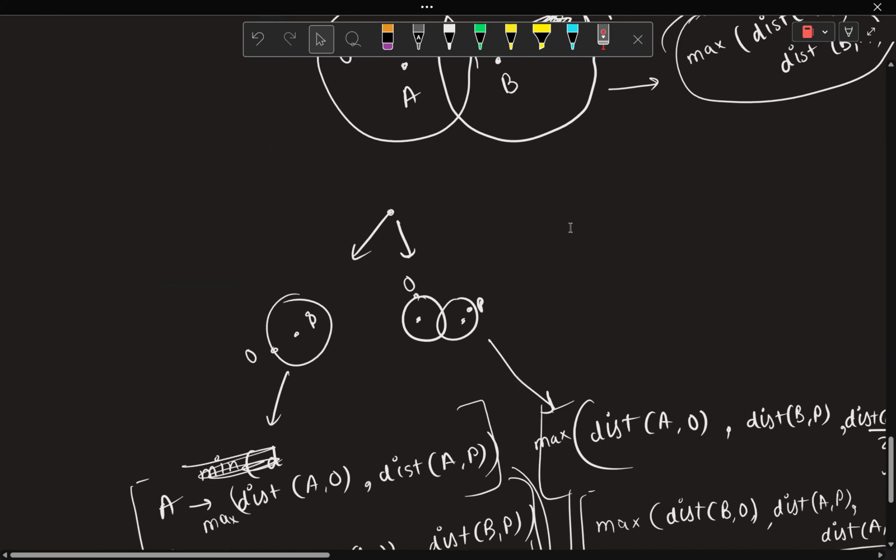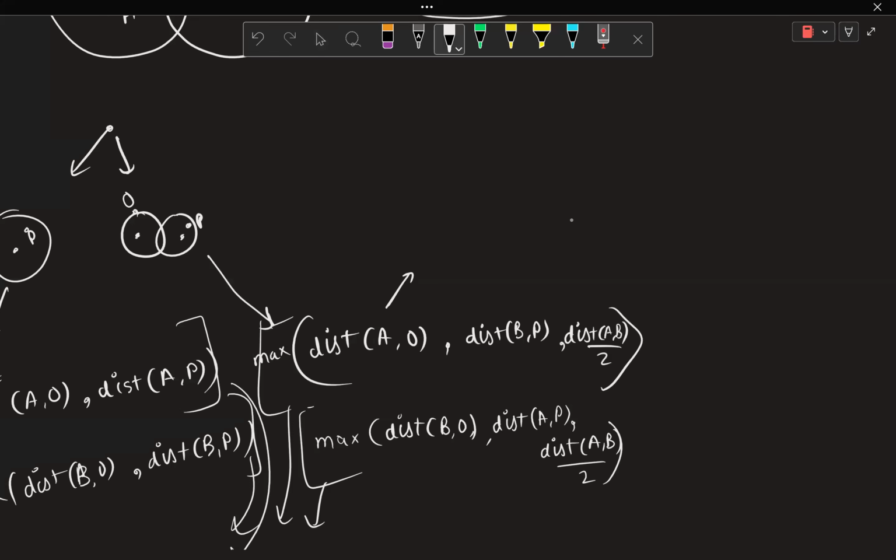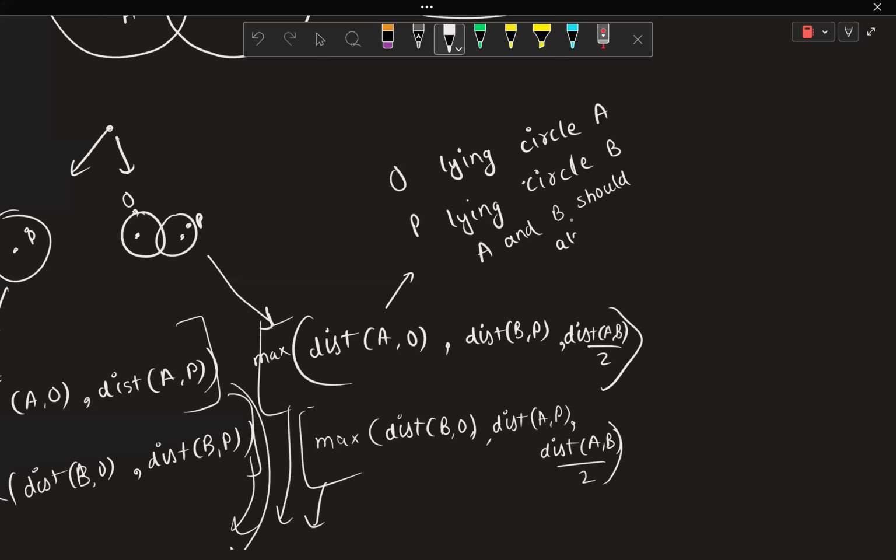These are not actually three different cases. It is that if you want to have point O lying in circle A, point P lying in circle B, and obviously A and B should be connected with each other because you want to go from O to P. If the circles are not connected to each other, you won't be able to go from O to P. So A and B should also be connected.